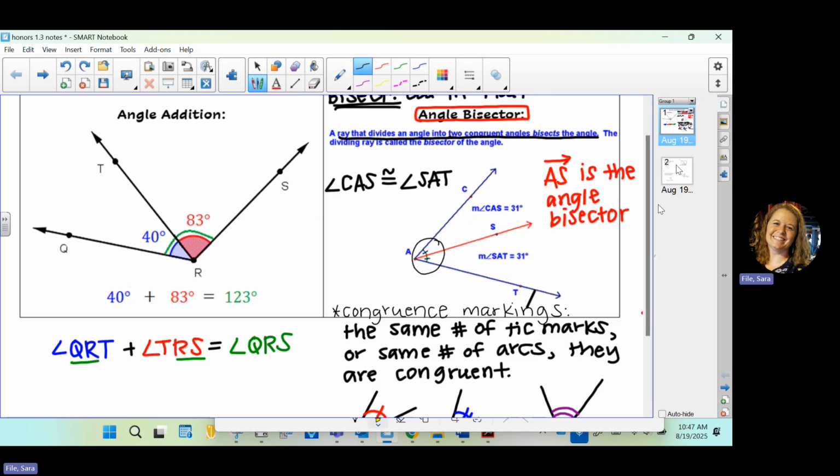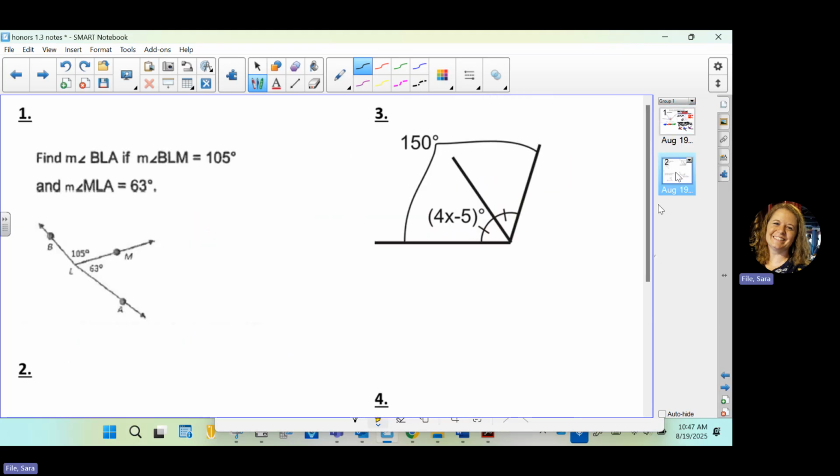All right, let's jump to the examples then. Okay, and example 1, this is about as basic as it can get. I'm going to try and color code here for you. It says find the measure of angle BLA. Okay, so L doesn't have a point there. I'm going to draw a point. Okay, so B to L to A. So that's this whole kit and caboodle, right? We want to know that entire measure. What do I do?